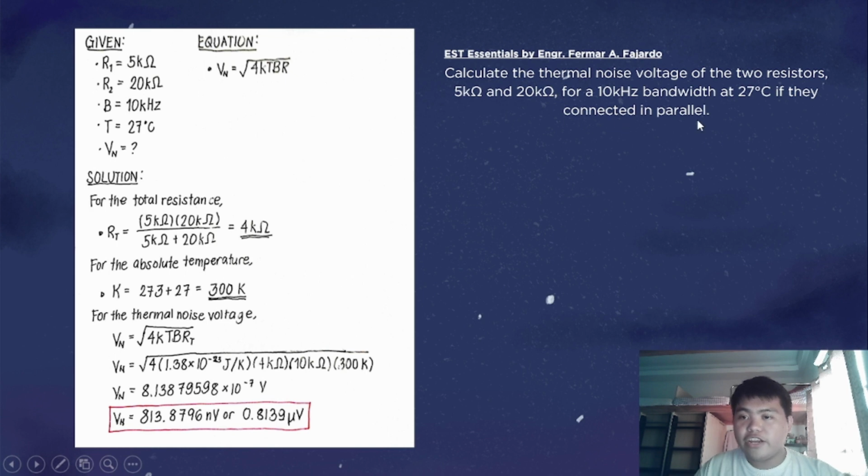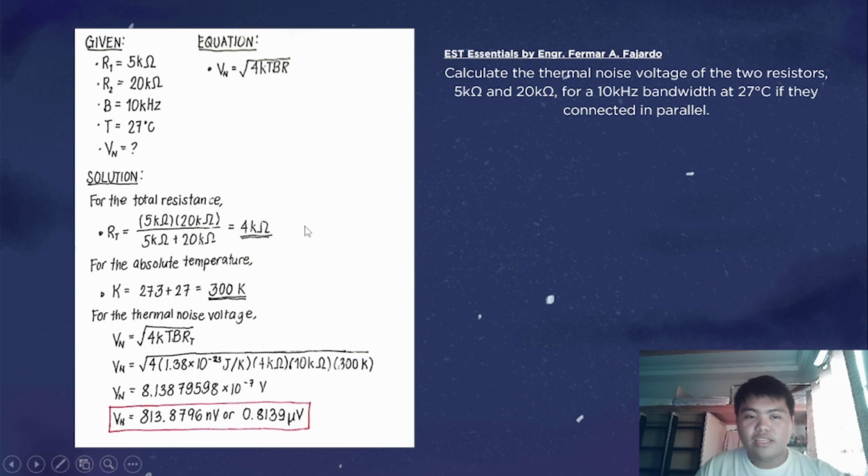And since they are connected in parallel, we just need to find its product over sum. So we have the total resistance of 5 kiloohms times 20 kiloohms over 5 kiloohms plus 20 kiloohms, which is equal to 4 kiloohms. However, the temperature should be in terms of Kelvin. So we need to convert the given value of 27 degrees Celsius to Kelvin. Hence, we find the absolute temperature of 273 plus 27 is equal to 300 Kelvin.